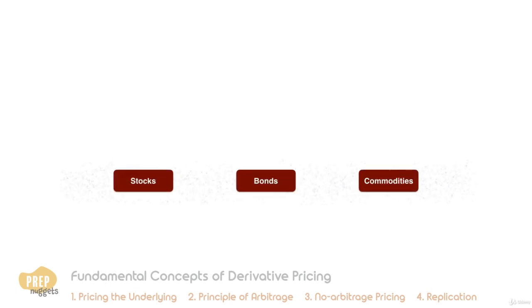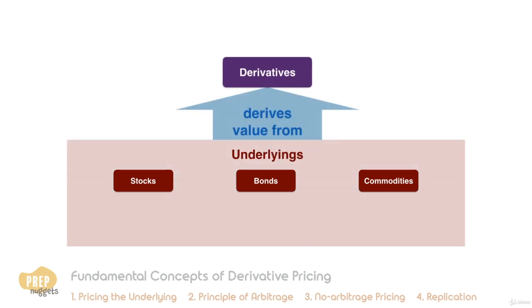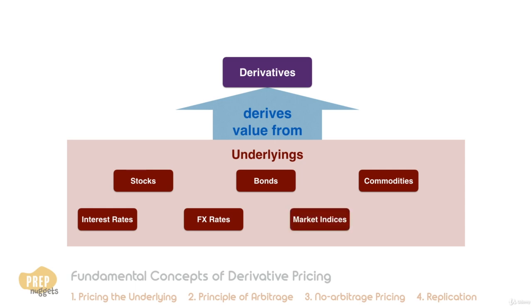We've learnt earlier that derivatives are financial instruments that derive value from the performance of their underlying assets. The underlying can be financial assets like stocks and fixed income securities, physical assets like commodities, or even non-assets like interest rates. Let's first examine how underlying assets are priced.